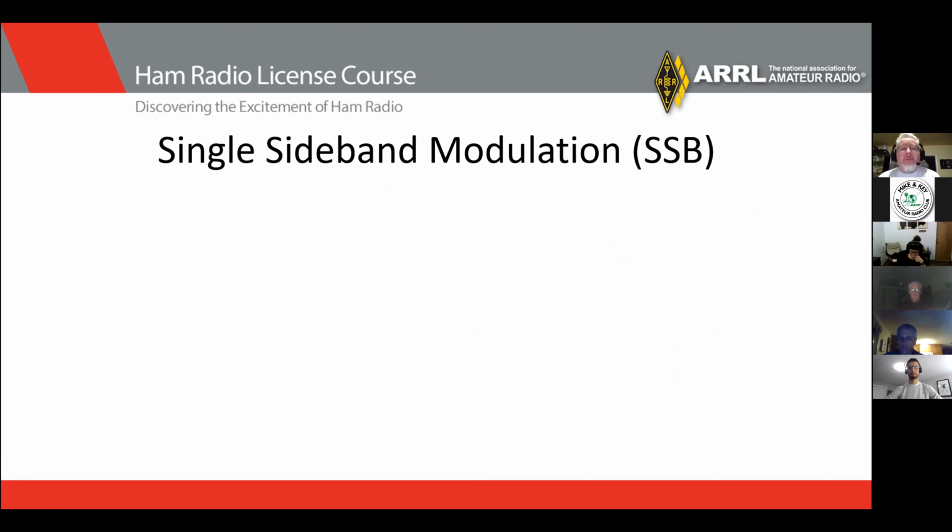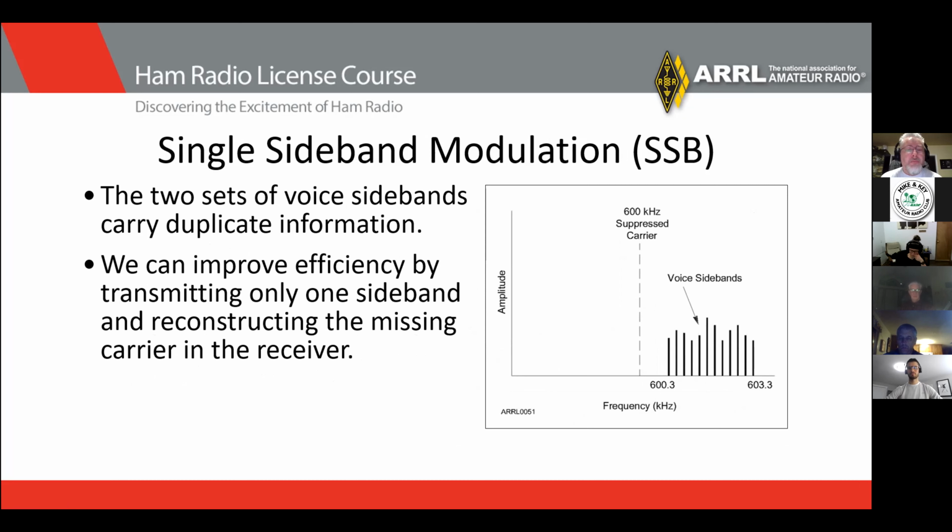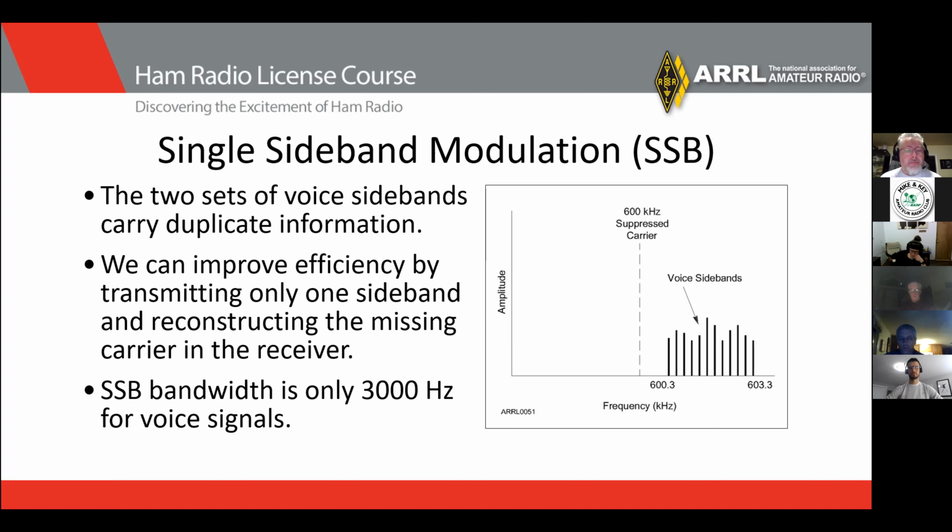Single sideband modulation, or SSB. The two sets of voice sidebands carry duplicate information. We can improve efficiency by transmitting only one sideband and reconstructing the missing carrier in the receiver. Single sideband is only 3000 Hertz for voice signals. So here you see where the lower sideband has been removed and the carrier is being suppressed, so you have your voice in the upper sideband here.